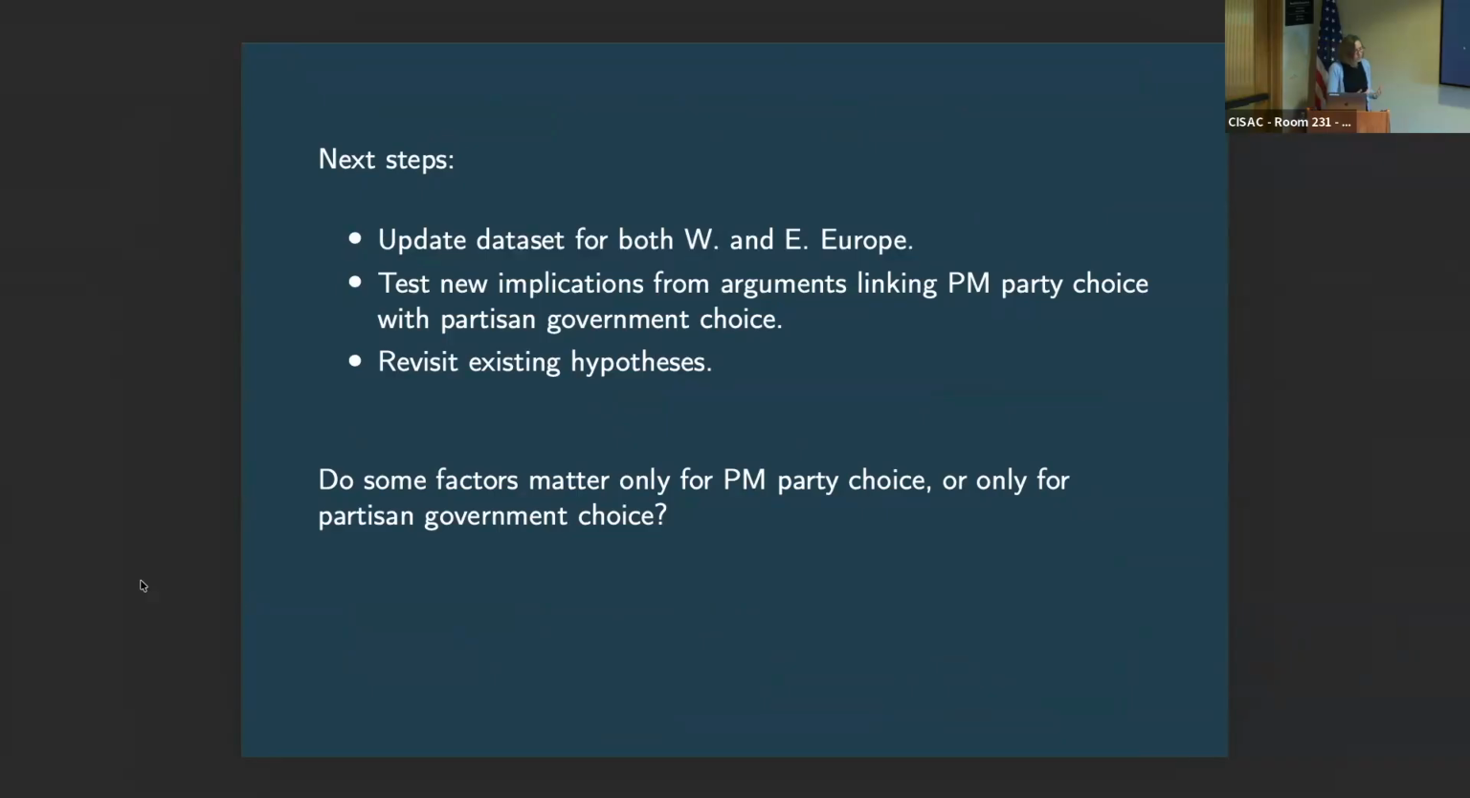So we found that this approach gets our empirics closer to our theory. Our next step is to update our data set. We currently have data on both Western and Eastern Europe, which I didn't show you, through 2018. So I'd like to bring that closer to the present, and that's going to allow us to test new implications that link prime ministerial party choice with partisan government choice, and also revisit some existing hypotheses. And we'll see if some factors perhaps only matter for prime ministerial party choice or only for government choice.